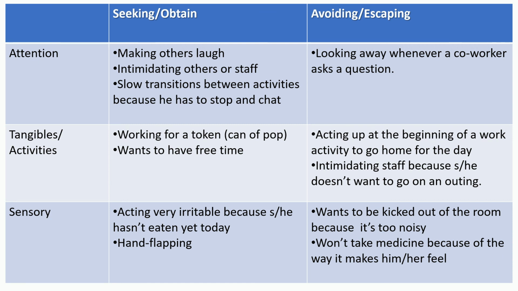To obtain a sensory, maybe somebody's acting a little bit irritable or hangry because they haven't eaten yet today. Or to avoid sensory, they want to be kicked out of a room because it's so noisy, and so they engage in some behaviors to get kicked out of the room because they don't like the noise. So these are some examples of what the functions of behavior can look like.